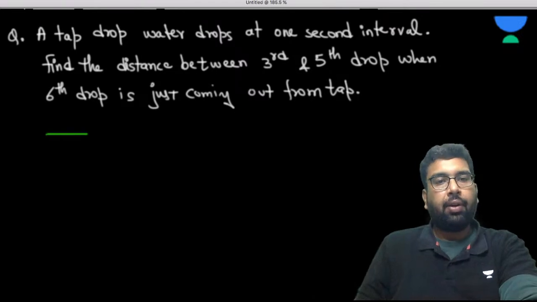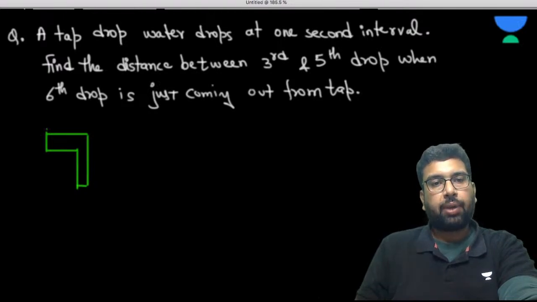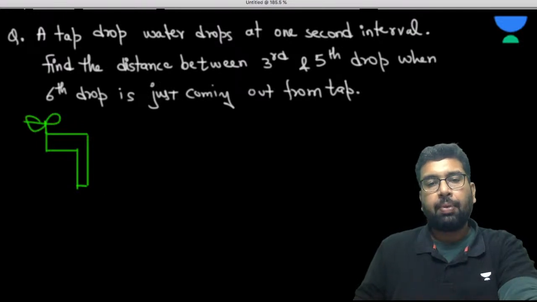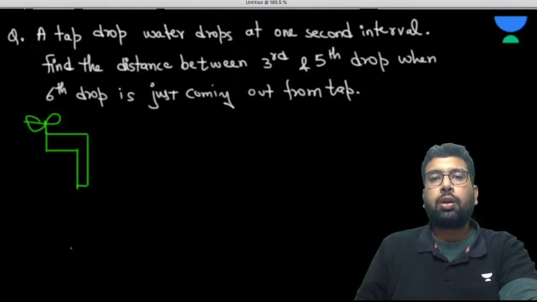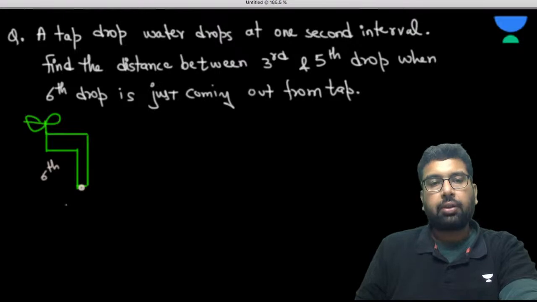So we have a tap. Let's suppose we have some tap here. We make a tap. Does it look like a tap? Somewhat it is looking like a tap. Now some drops are dropping. So our tap drops water drops at 1 second interval. Let's suppose this is the first drop. And see, at this instant, the sixth drop is just coming out of the tap. So this is the sixth drop, right?